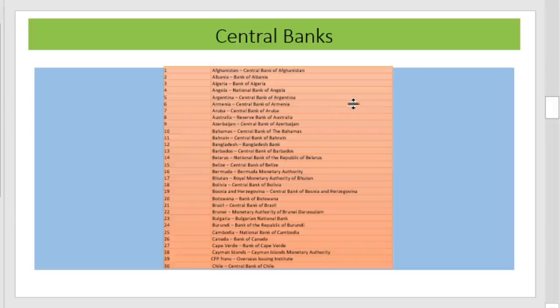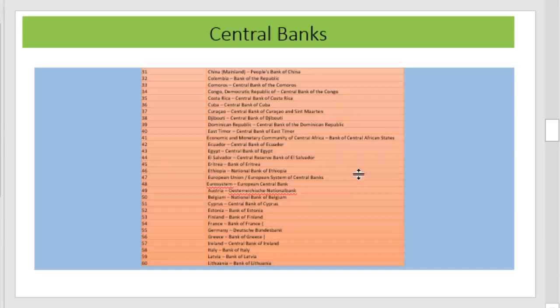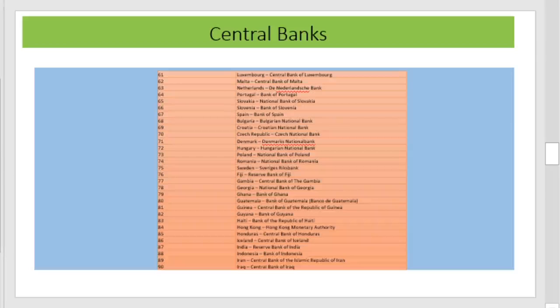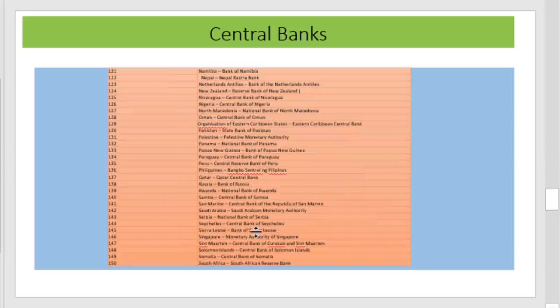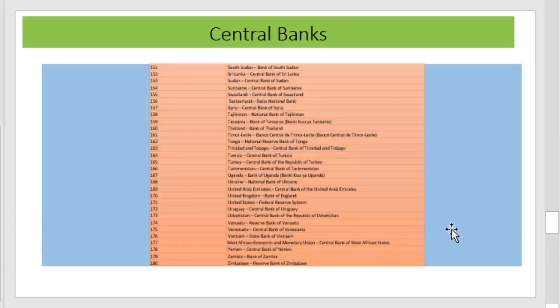In this slide, the central banks of important countries are given, that is Afghanistan, the central bank of Afghanistan, and Albania, the Bank of Albania. In the following section, the central banks of almost all important countries are given. Nearly 180 nations' central banks are given in this slide.